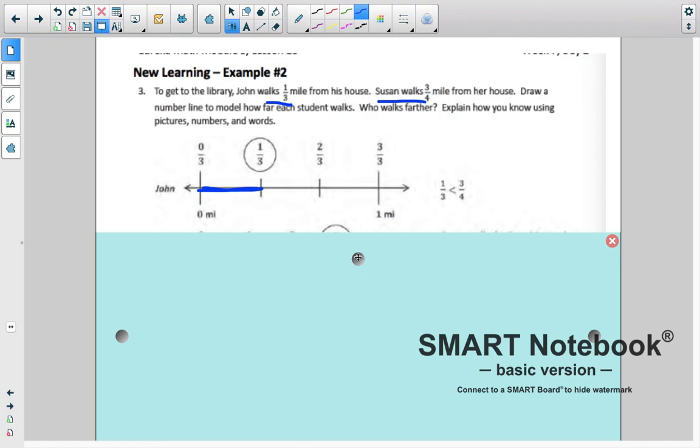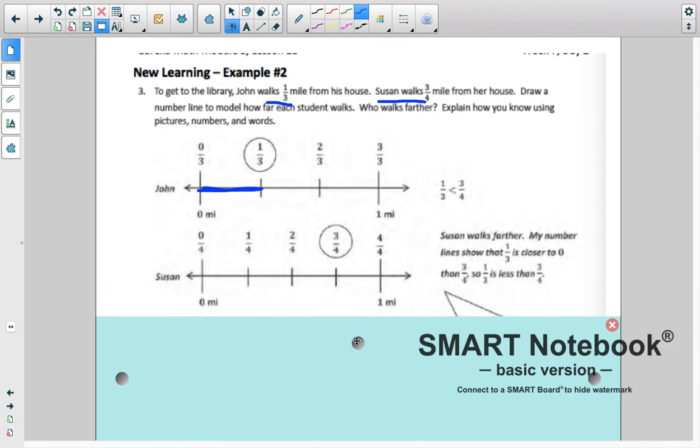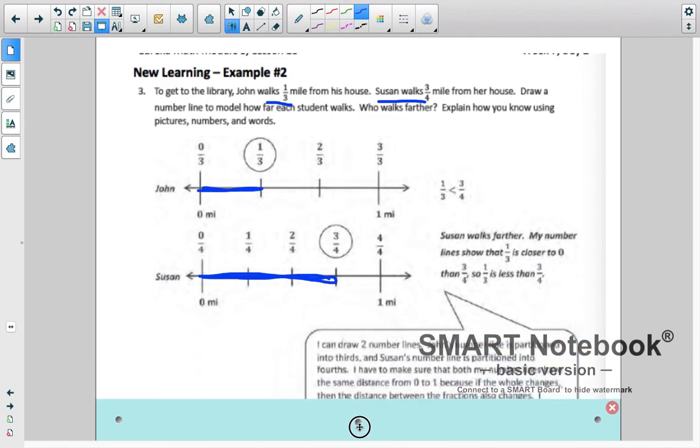But let's look at Susan. She walks 3/4 mile. So let's look at the number line here. Well, Susan's house is right here, and they split their number line into fourths. So she walks this much from her house. Well, we can see that Susan walks a lot more of a distance than John does. So Susan walks the most.